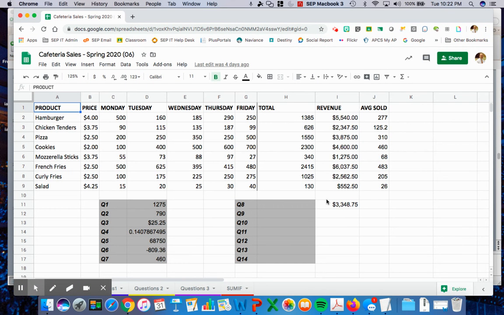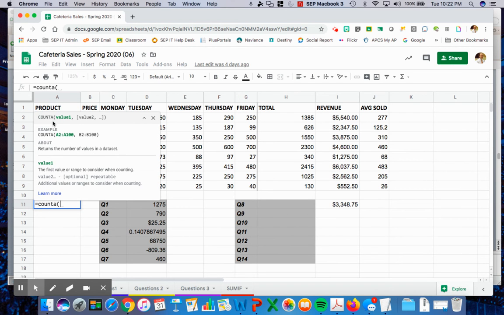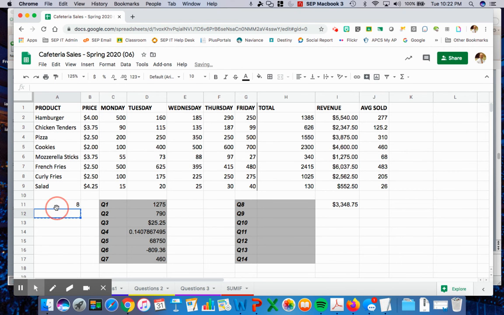If I asked you before, how many products do we sell in the cafeteria, maybe we use the count function. I'll just put it in here. Count or count A, depending on what you did there. We did equals count A, A2 to A9, and we counted how many products we sell in the cafeteria, and we have a total of 8. Great.